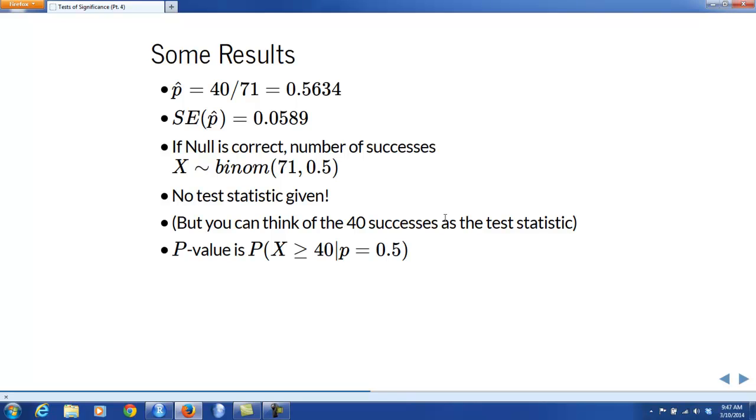Now, no test statistic is actually given with this test of significance. If you look at the output, you'll see that. But if you like, you can think of those 40 successes as the test statistic. The particular value that x came out to be can serve as your test statistic in this case. The p-value is the probability that x, this count of successes, turns out to be at least 40, like it did in our study. The at least is because this is a one-sided greater than test of significance.